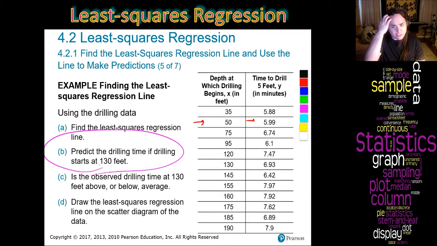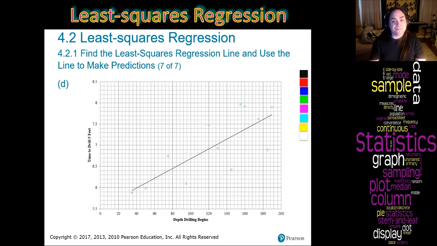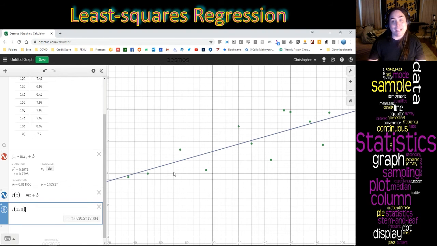Is the observed drilling time at 130 above or below? Well, at 130, we said the predicted was about 7.03. The observed was 6.93. So as it turns out, the observed drilling time is below average. That means if it actually took us 6.93, then we're beating the curve. We're beating the average. And part D says draw the least squares regression line on a scatter diagram. Well, there it is. You can also make it on Desmos. That works as well.